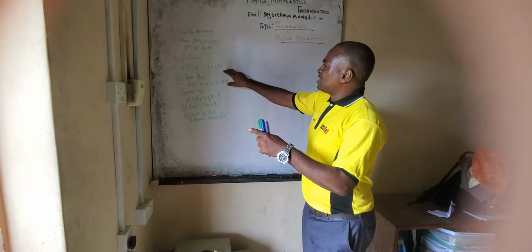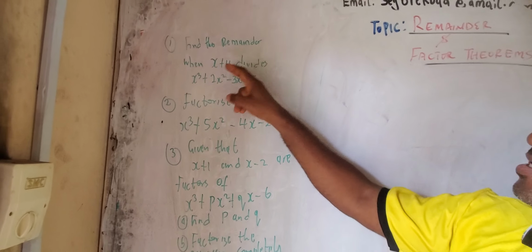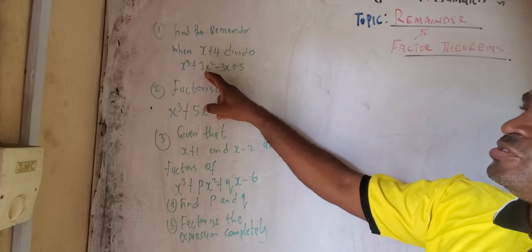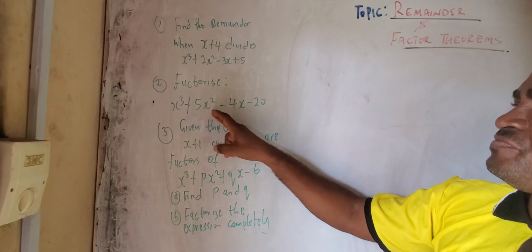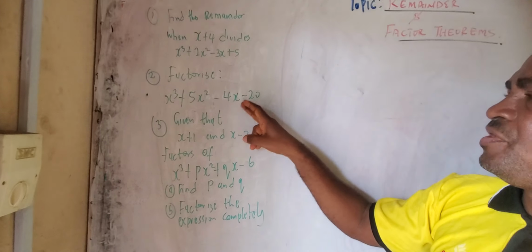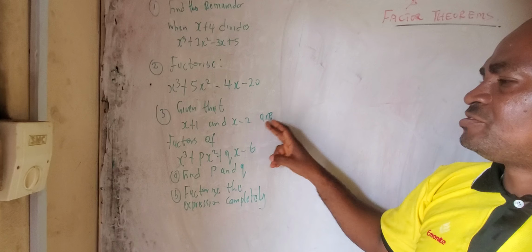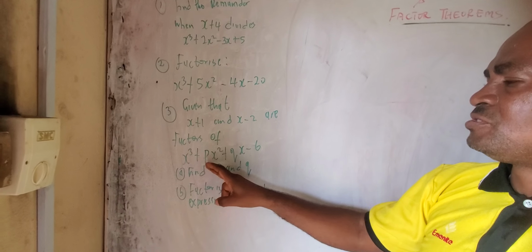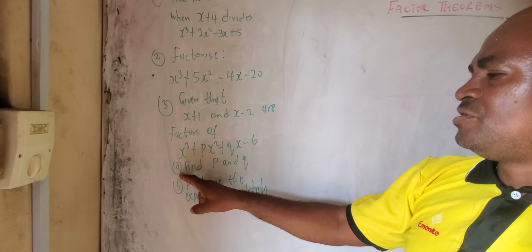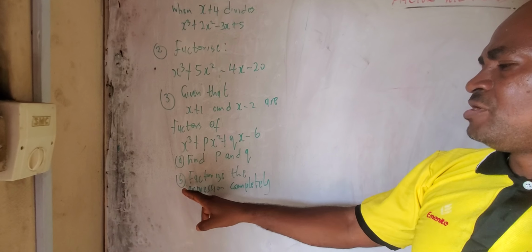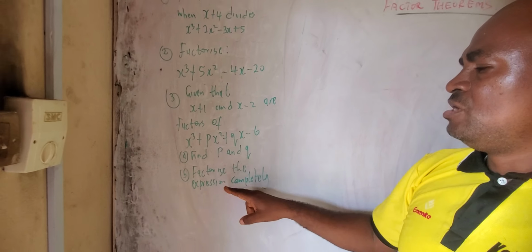Now, look at this question here. The question says find the remainder when x plus 4 divides x cubed plus 2x squared minus 3x plus 5. The second question says factorize x cubed plus 5x squared minus 4x minus 20. Then the third question says given that x plus 1 and x minus 2 are factors of x cubed plus px squared plus qx minus 6. Question A says find p and q. Question B says factorize this particular expression after finding p and q completely.